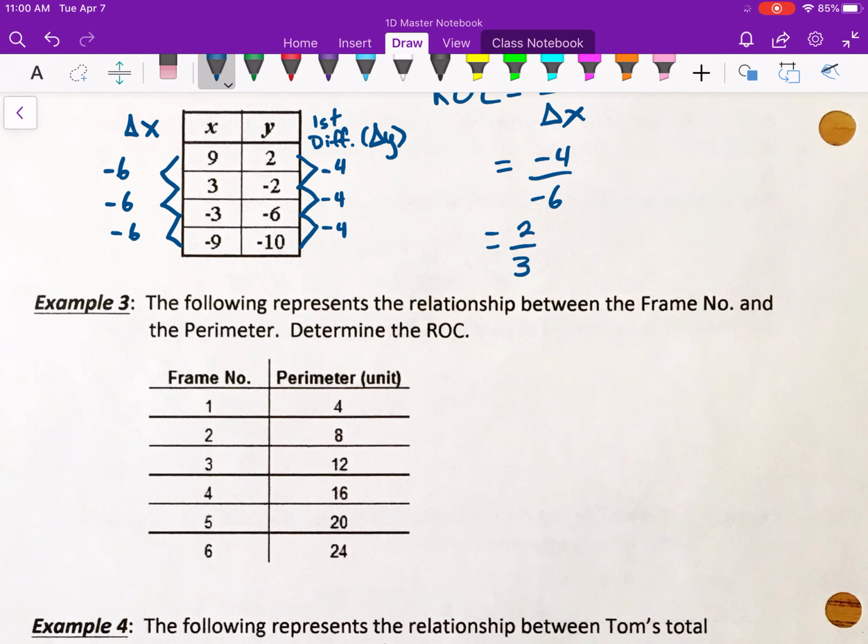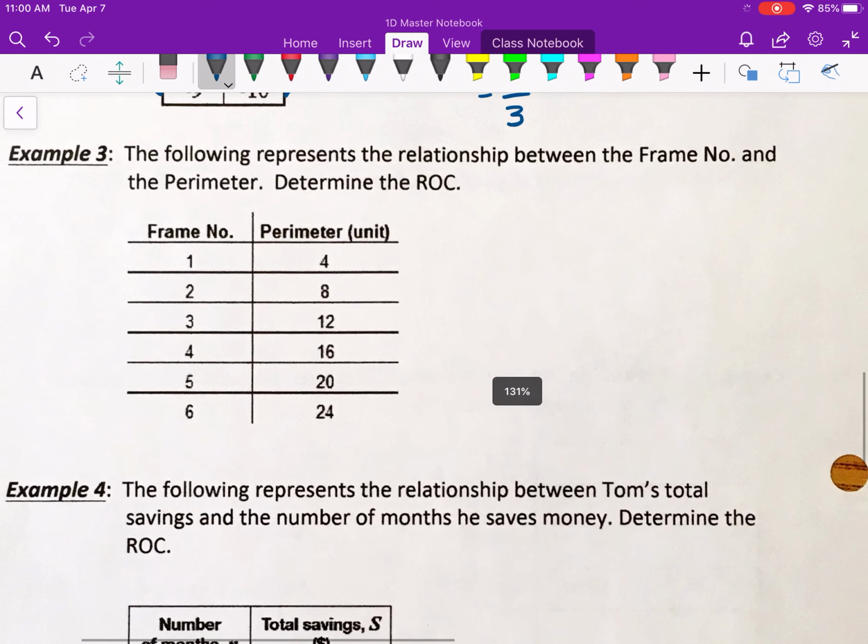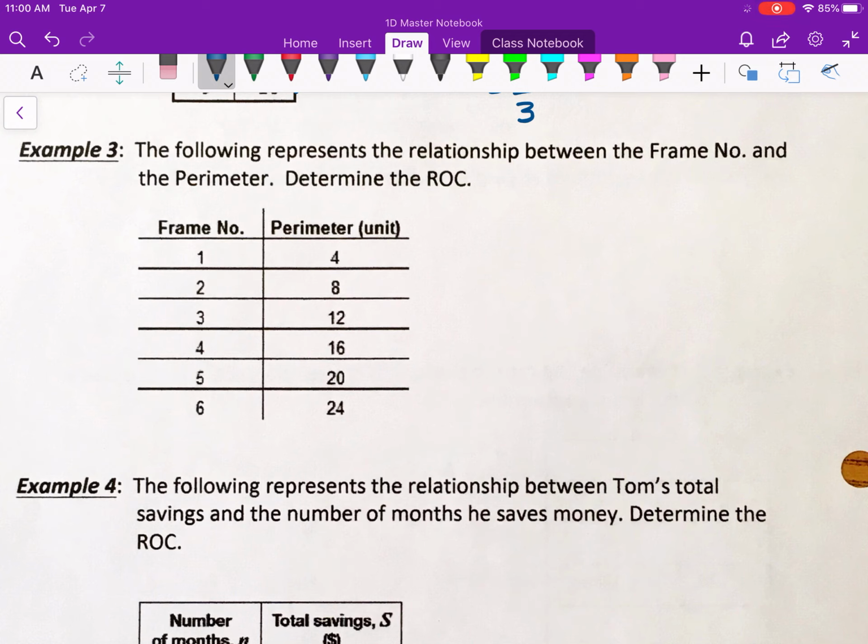The following represents the relationship between the frame number and the perimeter. Determine the rate of change. Frame number, I think this probably came from a different question before that might have had actual diagrams with it. Let's imagine picture frames that come in different sizes. So frame number 1 was the smallest one, and picture frame number 2 is a bigger one. So imagine a series of 6 different picture frames ranging from the smallest one to the biggest one.